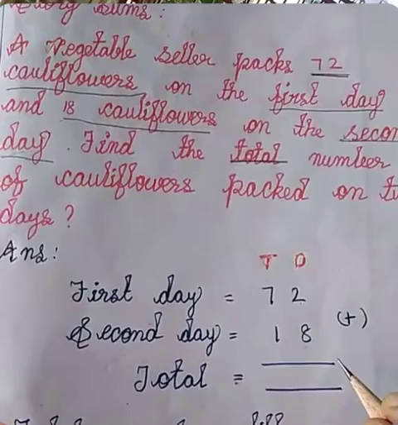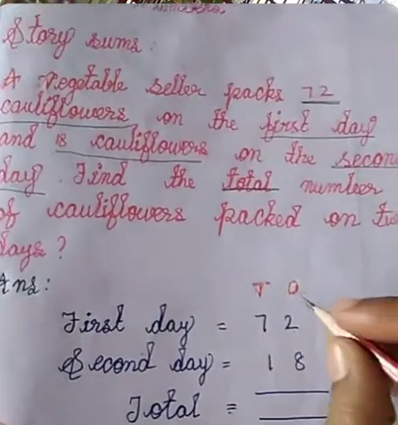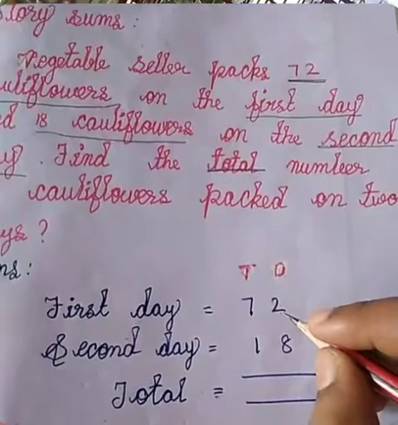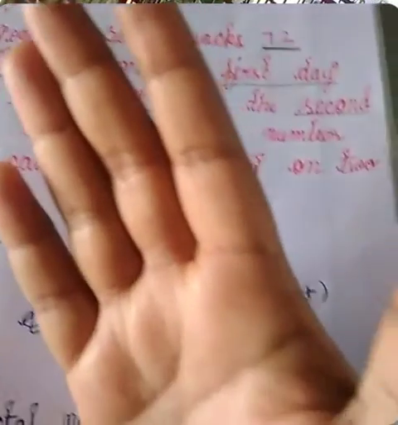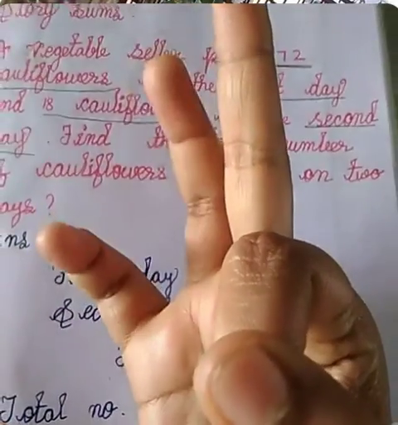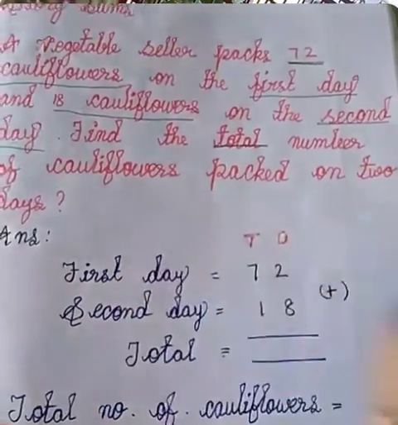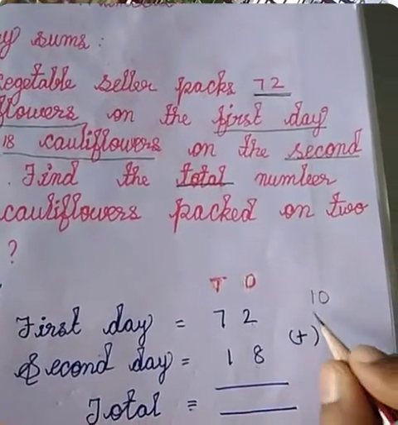I already told you that in addition first consider the ones column. First add these two numbers: 2 in the mind, 8 on the fingers. 2, after that 3, 4, 5, 6, 7, 8, 9, 10. What is the answer? 10. The answer is two digits.